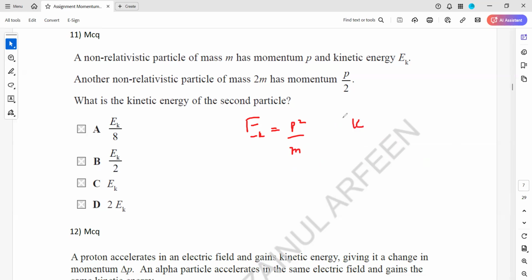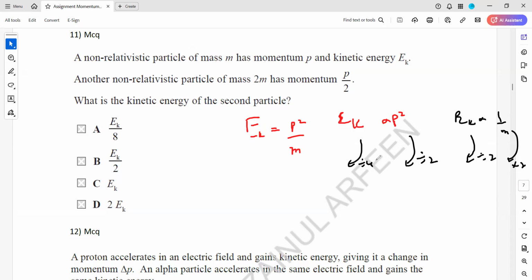So kinetic energy is directly proportional to momentum square. If the momentum is half, what will happen to kinetic energy? It will vary with the square, decrease by 4. And what is the relation between this formula and mass? It's inverse. So if the mass is double, the kinetic energy decreases by 2.